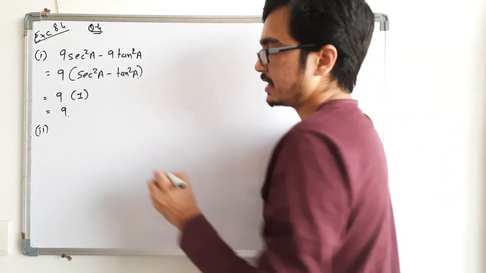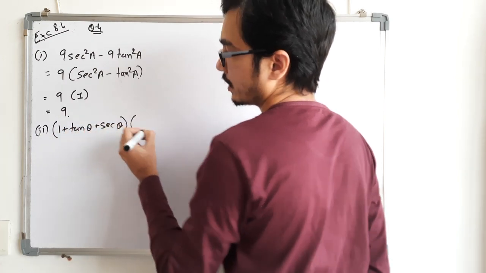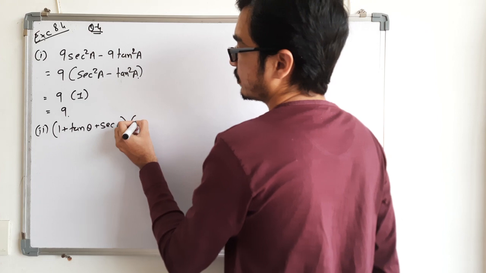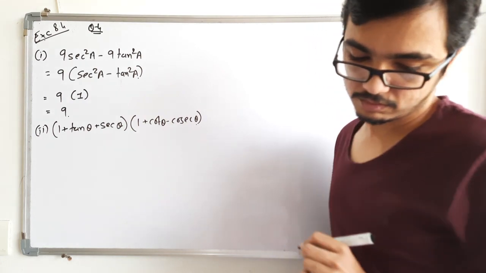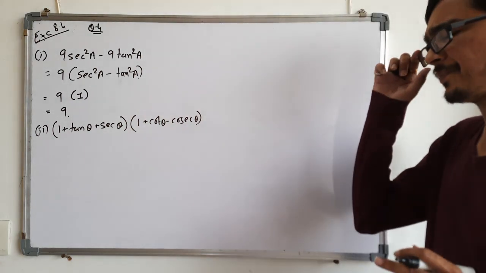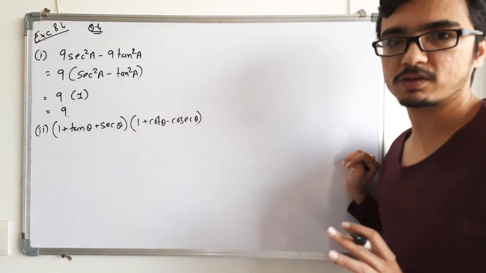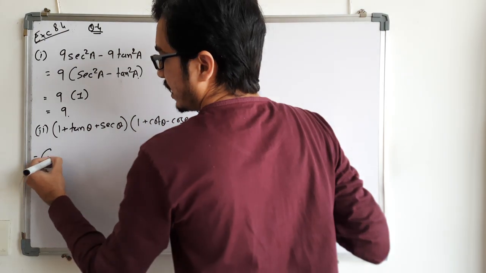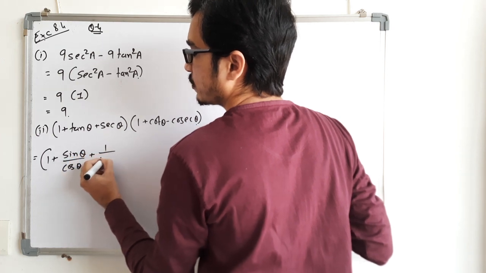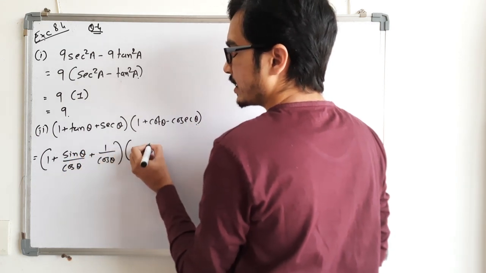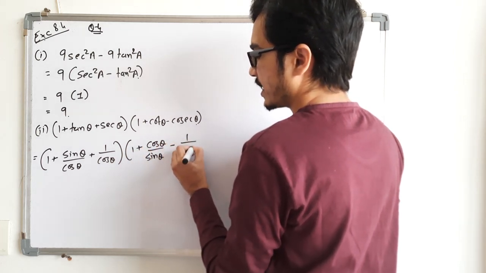Second one: 1 plus tan plus sec over 1 plus cot minus cosec is equal to blank. Okay, let us convert all these tan, sec, cot into the form of sine and cos. As we have written in this lecture itself, tan is equal to sine upon cos, sec is equal to 1 upon cos, 1 plus cot is equal to cos upon sine, cosec is equal to 1 upon sine.